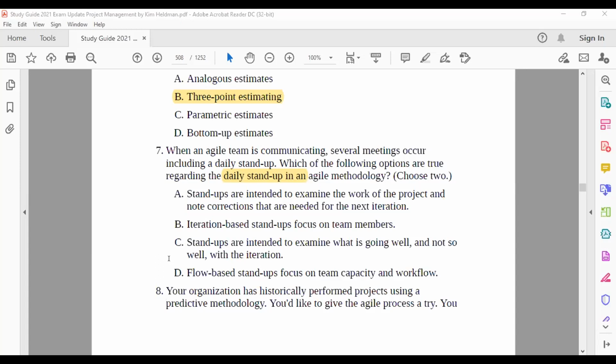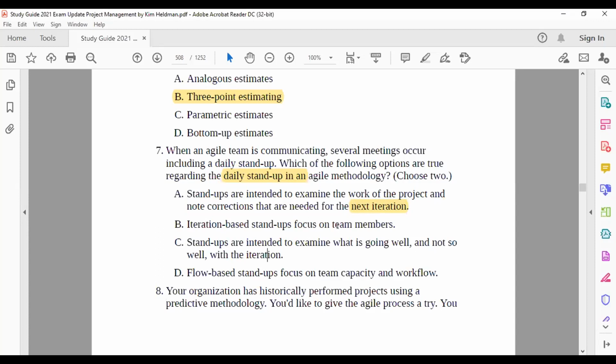Yes, both. First answer is correct. Second one. Abu Bakr, your second is correct, not first. Sir, but I think my second one should be correct. Let's read up. Stand-ups are intended to examine the work of the project and note corrections that are needed for the next iteration. Next iteration is the retrospect, right? Come on, speak someone. Yeah. Next iteration is retrospect, so it cannot be the answer because they are asking about the daily stand-up meeting.